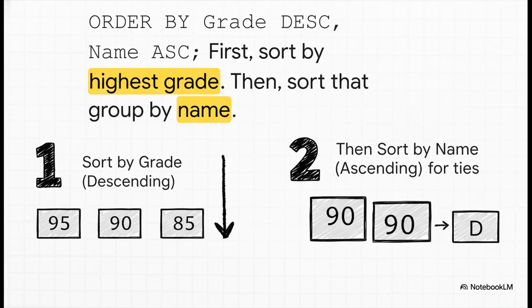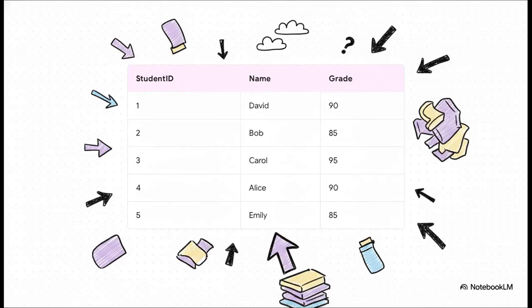Let's look at this query. We're giving it two instructions here. We're saying, first, sort everyone by their grade, and I want the highest grade on top, so make it descending. Then, if any students have the same grade, sort that little group by their name, alphabetically. So here's our students table. You can see we've got a couple of students who got a 90 and a few who got an 85. And right now their names are all mixed up within those grades.